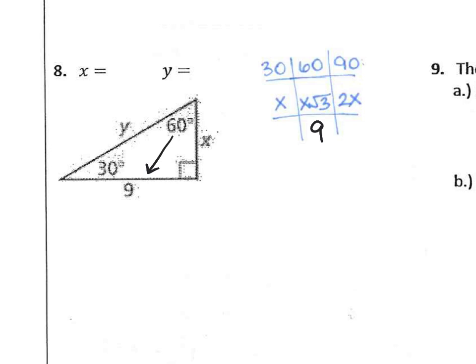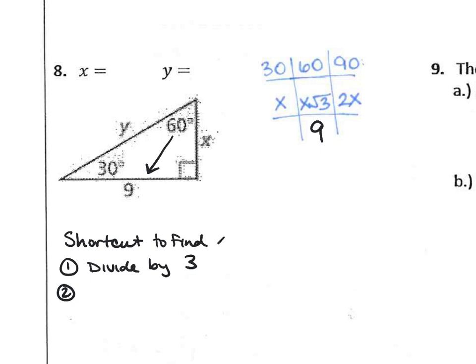But this also has a shortcut like on the front page, so let's write down the shortcut. Shortcut to find x: you're going to divide by 3, and then you're going to multiply by square root of 3. So it's like the shortcut on the front where we divided by 2 and multiplied by square root of 2. This one you divide by 3 and multiply by square root of 3, since it's the 60.